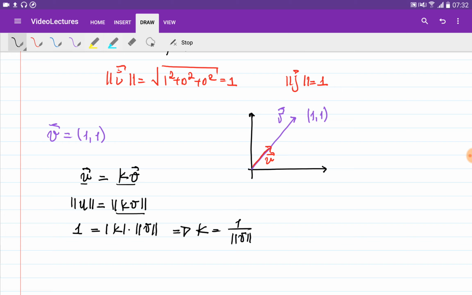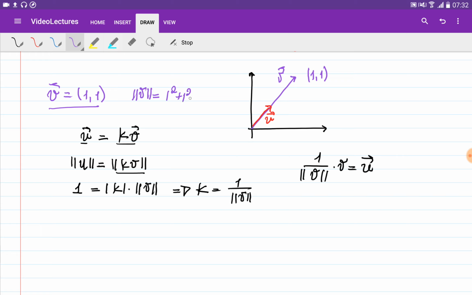Let's consider an example for this case. If v is given with the components 1 and 1, the norm of v is the square root of 1 squared plus 1 squared, or basically the square root of 2. Then the vector u is obtained by multiplying 1 over the square root of 2 by the vector v, and this is equal to 1 divided by the square root of 2, 1 divided by the square root of 2.